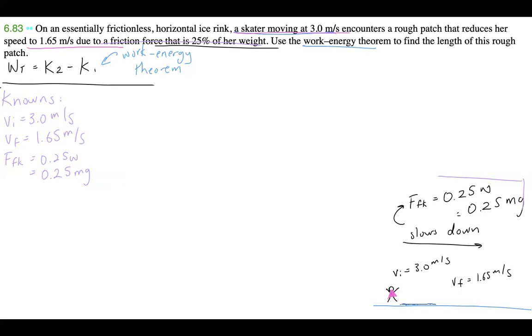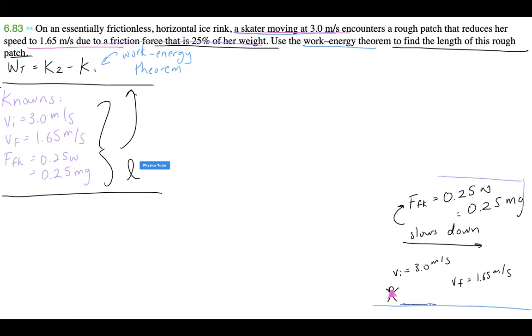So let's go ahead and actually solve the problem. What we know is that we have to plug in our known values. Yeah, so we have to plug in all of these known values to this work energy theorem, and then we'll get the length of the rough patch. So we're looking for L, right? What is L equal to? And L is the length of this rough patch. Okay, so let's go ahead and figure that out. What is L?